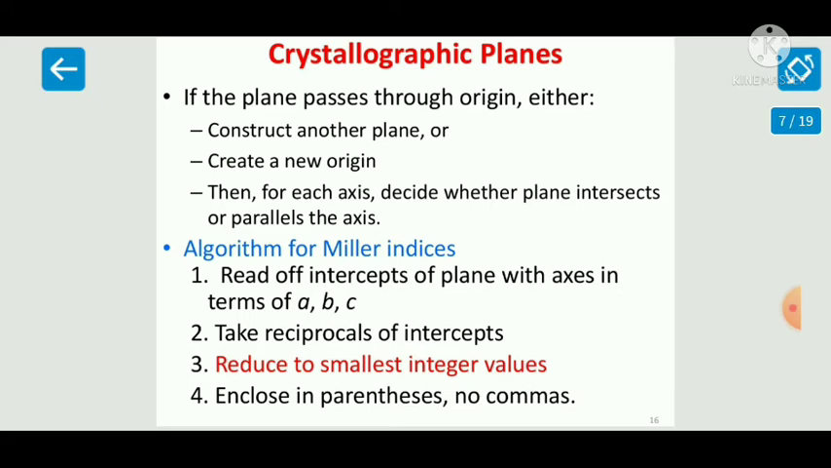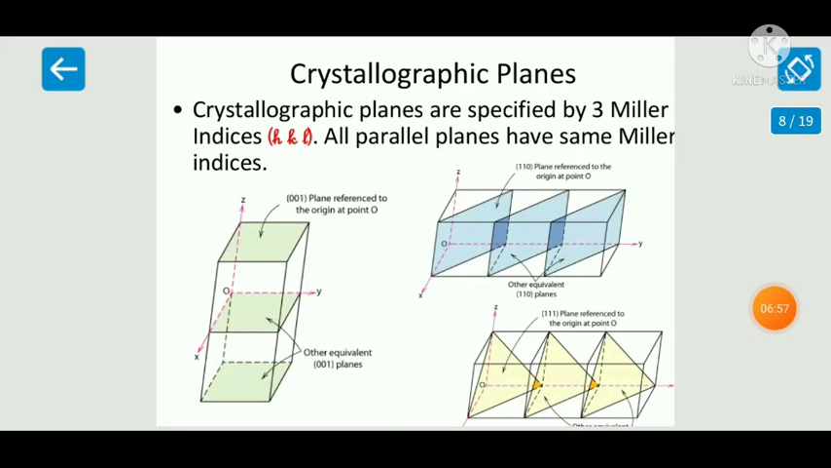Take the reciprocal of the intercepts. Reduce to the smallest integer values and enclose them in parentheses with no commas. The crystallographic planes are specified by three Miller indices h, k, and l. All parallel planes have the same Miller indices. We need a way to identify the direction and the plane of atoms.